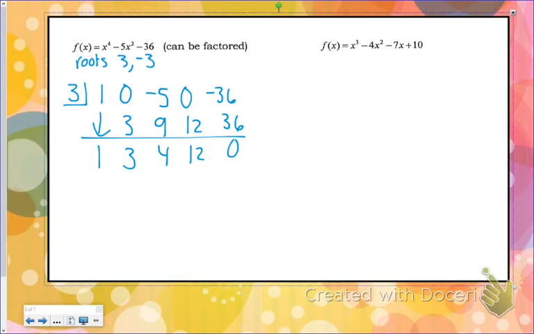Now what's different about this one, again, we started with x to the 4th, so now this would be x to the 3rd. But that's not going to be enough to find our answers. So I'm going to use my other root, which is negative 3. I'm going to do synthetic division again with the same numbers that I got as my answer. So we'll do synthetic division again.